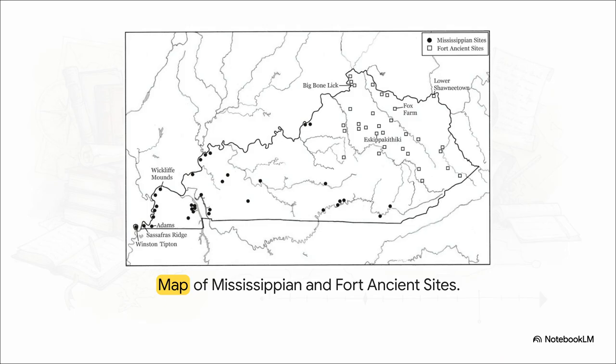The visual evidence here is just super striking. A quick look at this map of Mississippian and Fort Ancient sites from the text visually proves that this territory was heavily utilized. We're talking extensive agricultural networks, massive ritual sites, and distinct neighborhoods that existed long before Daniel Boone or any Europeans ever crested the Appalachian Mountains.